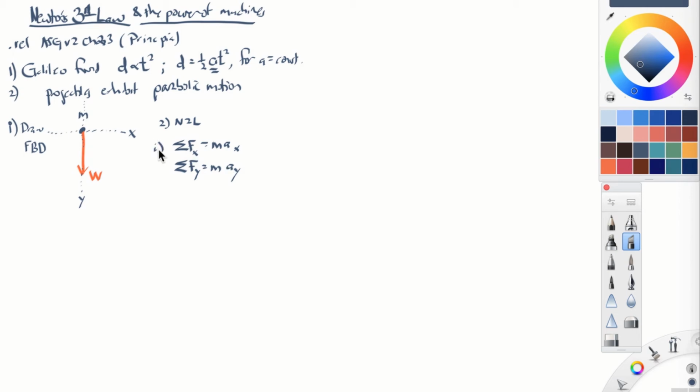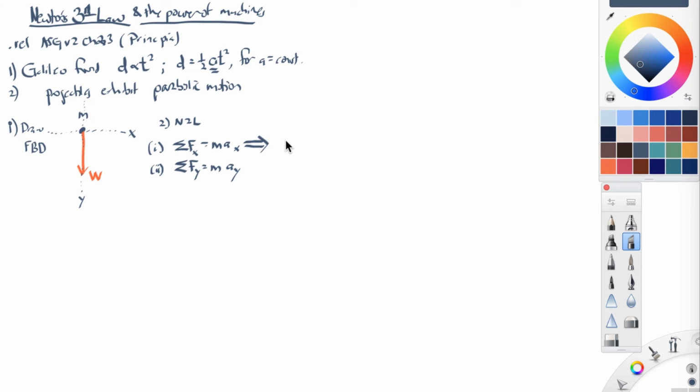So these are our x and our y component forms of Newton's second law. Okay, now let's see where we can go with this. What are the forces in the x direction? Well, in the absence of drag, there are no forces in the x direction.